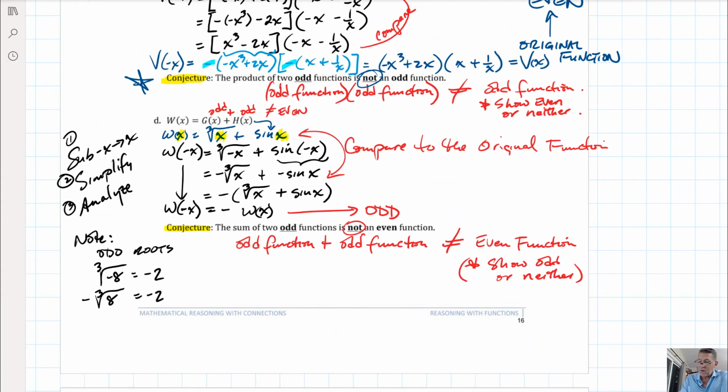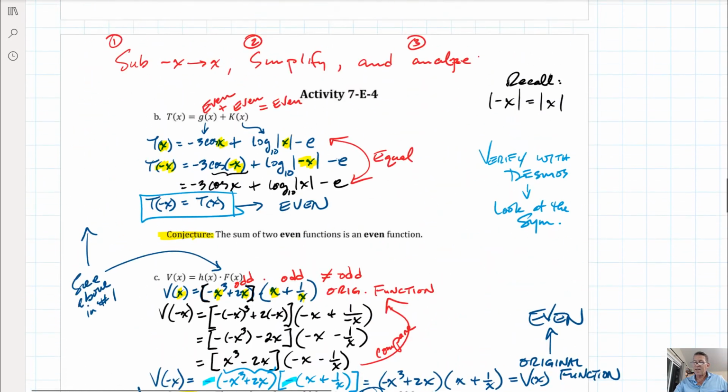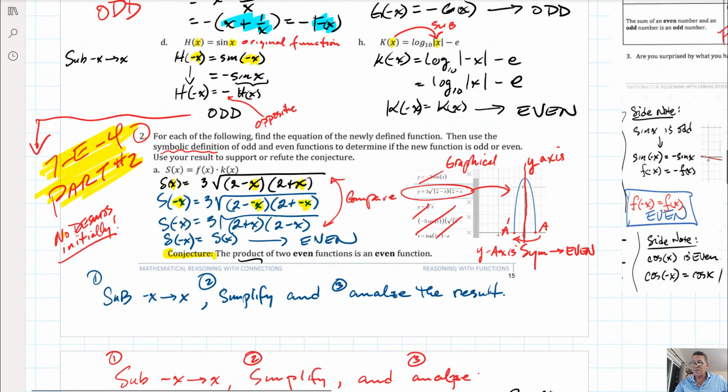Okay, so I showed that it's odd and not even, so I achieved my goal. Okay, we had to show that an odd function plus an odd function is not even. I showed it's odd, so therefore it's not even. Okay, so not even. And there we go. That is the complete activity done in 2 videos here.